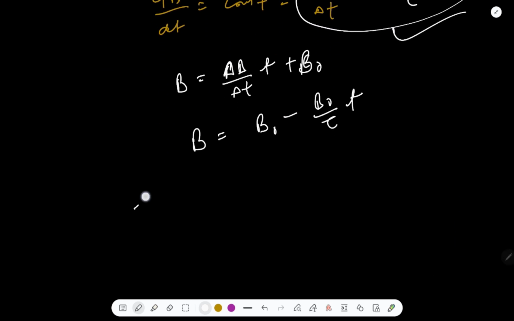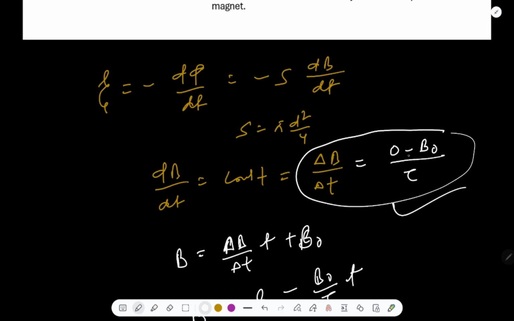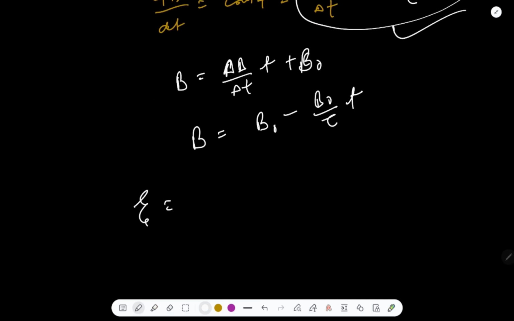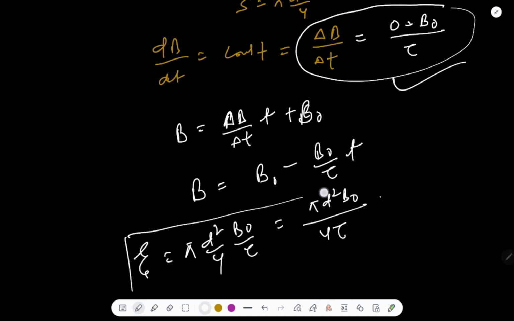So the induced EMF we got is area times dB by dt. This minus and this minus are going to cancel out. So the area is pi d square upon 4, multiplied by dB by dt, the minus sign is gone, B naught by tau. So we have the result: induced EMF equals pi d square B naught divided by 4 tau. This is one of the results we are looking for.